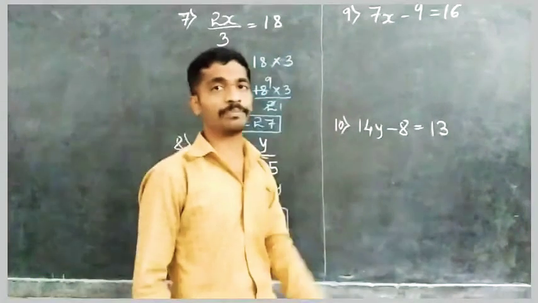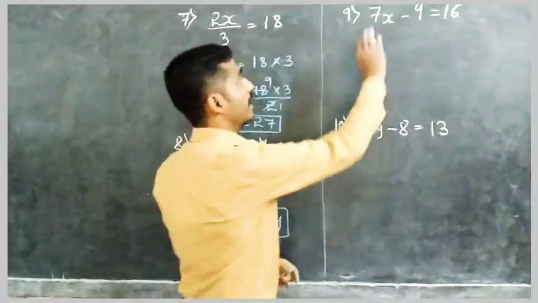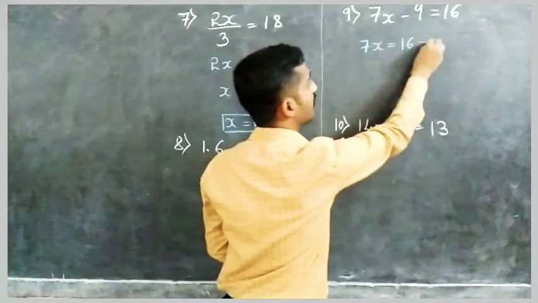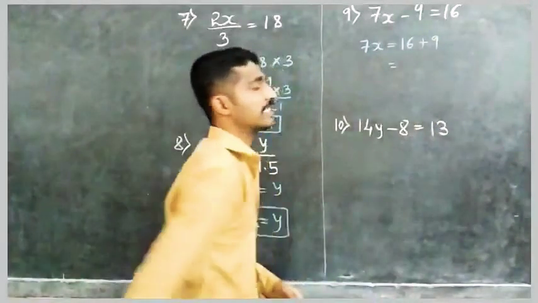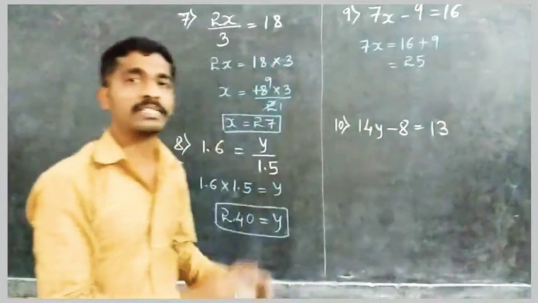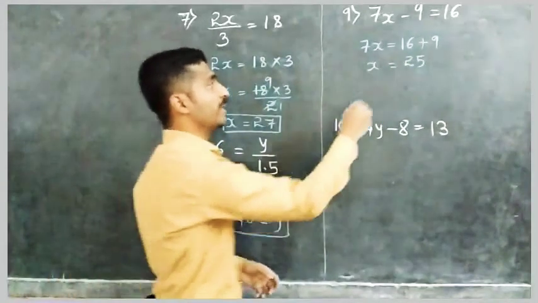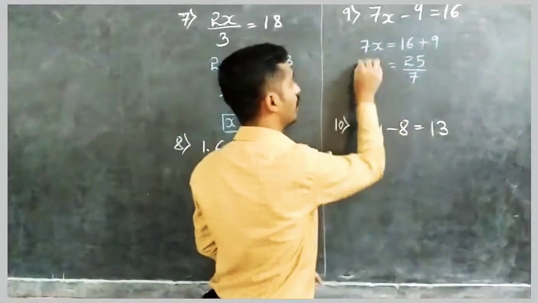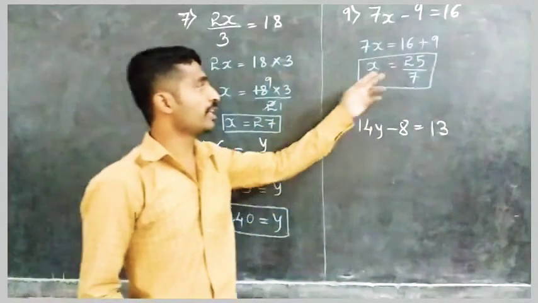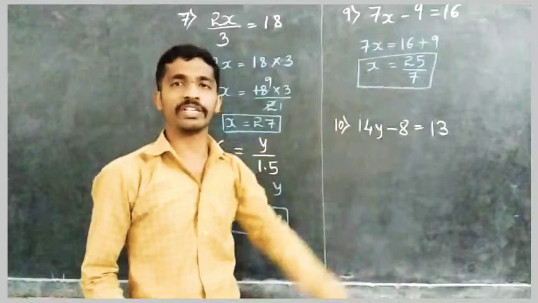Next, here in ninth problem, 7x minus 9 equal to 16. Okay, take minus 9 that side, it becomes 7x equal to 16, minus 9 becomes plus 9. Okay, 16 plus 9, 25. Okay, here 7x means 7 into x. So if I take 7 to right side, it becomes divisible. So our x value is 25 by 7. Okay, so if it is divisible by 7, you can divide it or else write it in fraction form.